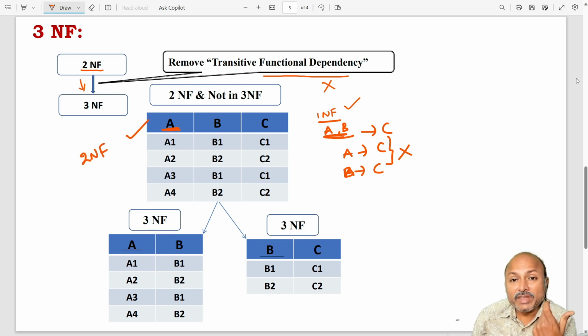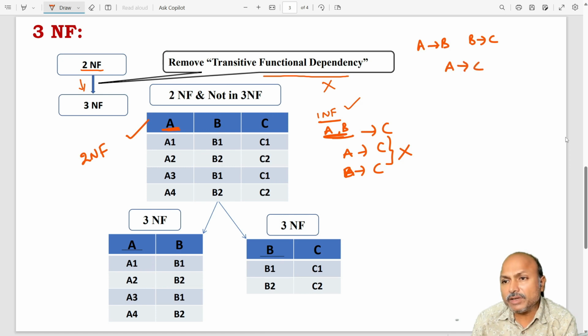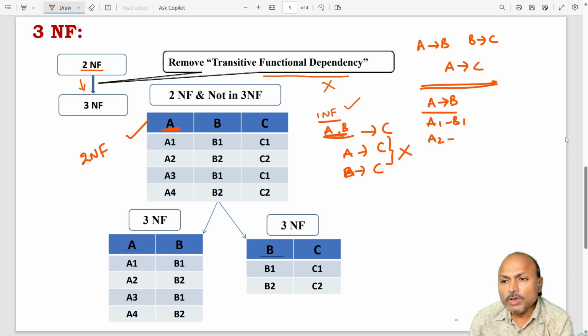Then we need to check whether it is in third normal form or not. Here the attributes are A, B, C. We need to check A arrow B, B arrow C and A arrow C. First, A arrow B. For A1, how many values are there? Only one value, B1. For A2, B2; for A3, B1; for A4, B2. So it holds the functional dependency.